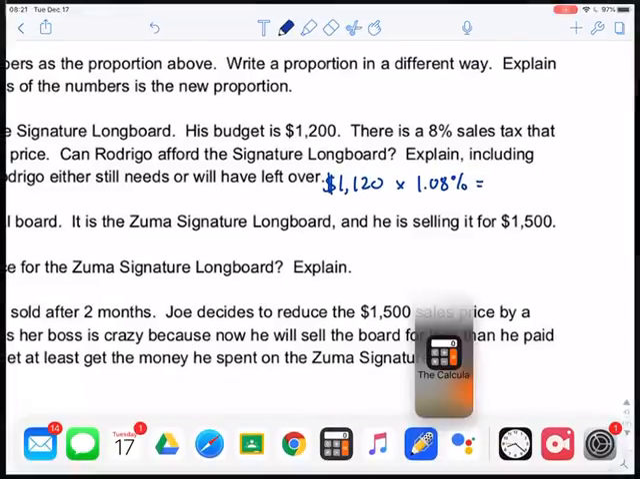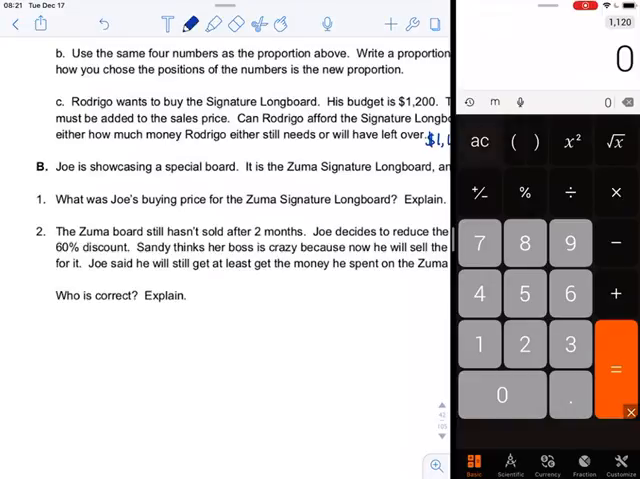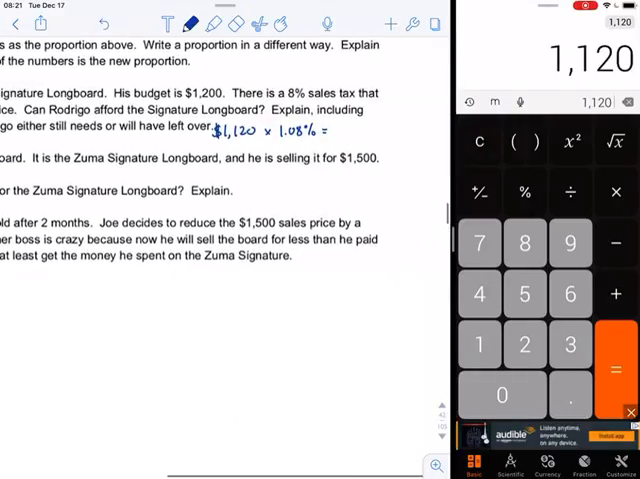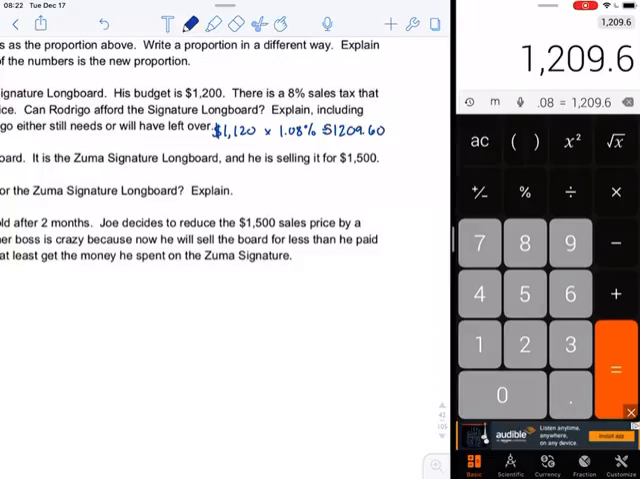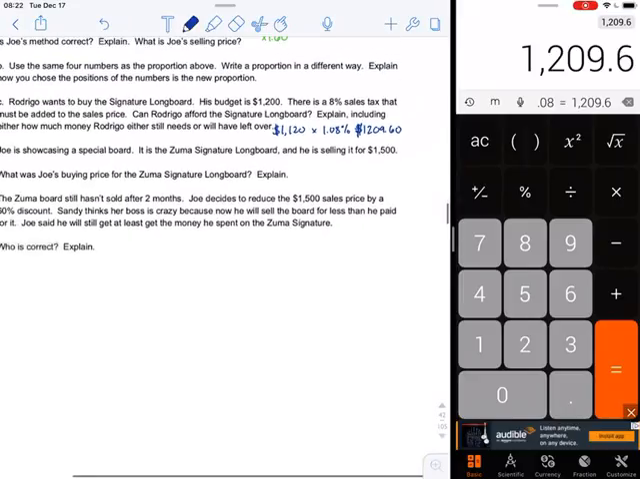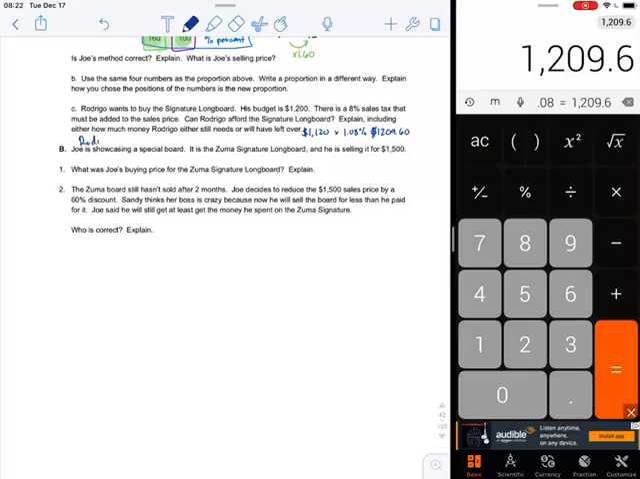I should have put my calculator away, but that's okay. 1120 times 1.08, and we end up with $1,209.60. So, does he have enough money? No, he doesn't. He's actually short by $9.60. Okay. So, does he have enough money? Rodrigo is short $9.60.